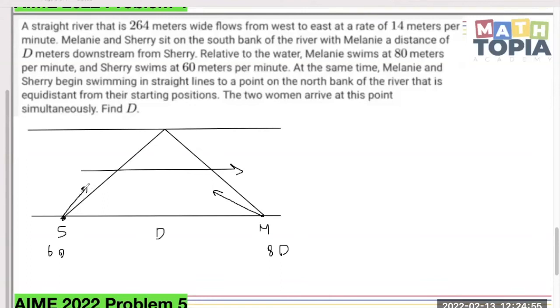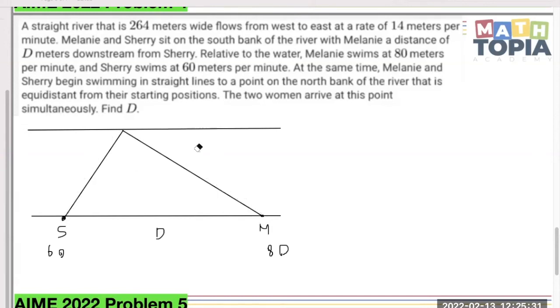Because Sherry's swimming in this direction while the current's pushing her this direction, right? And Melanie, while she's swimming in this direction, the current's pushing her this direction, right? So in actuality, if we finish these two vectors that actually mean something in the problem, then it's actually like this. This is how it looks. So this is the current pushing them. But if the current wasn't there, they would actually go this way, right? So ignoring the current, it's like this instead.